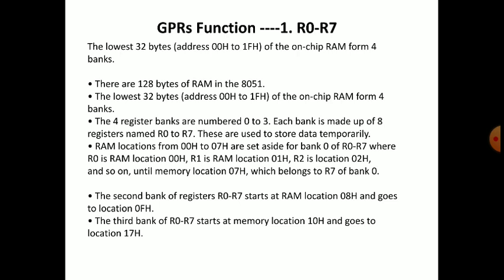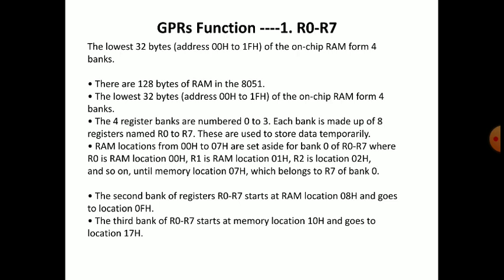Now the general purpose registers and their functions. What will the R0 to R7 registers do? They occupy the lowest 32 bytes, that is address 00H to 1FH of the on-chip RAM. On-chip RAM has 128 bytes, right? So if we convert 128 into hexadecimal, from 00 to 1F, 1F in hexadecimal, how much will it be? F means 15, and 16 plus 15, that is 31, that is 0 to 31, that means 32 total, 32 byte addresses. The lowest 32 byte addresses of the entire 128 bytes of RAM.